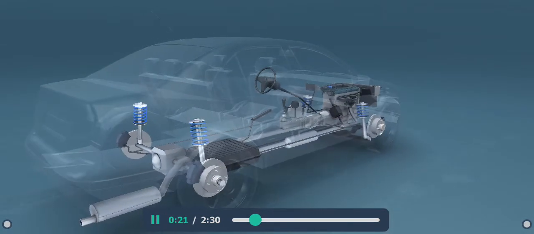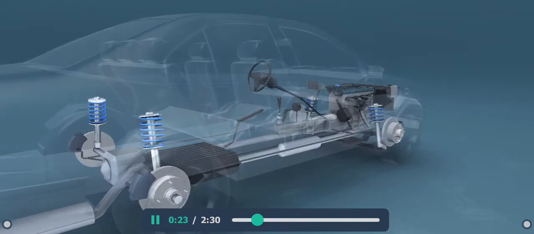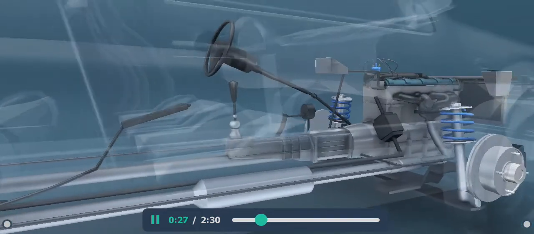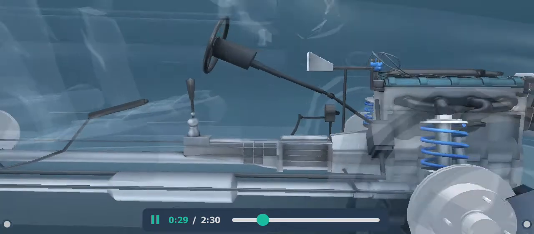In low gear, the output of the engine is high, but the speed is low. In high gear, the car is faster and uses less fuel, but accelerates more slowly.